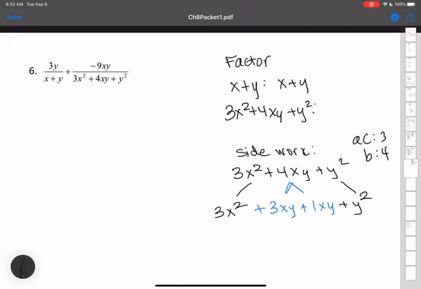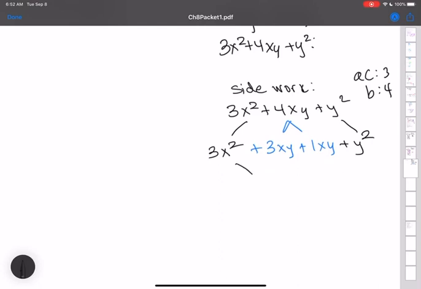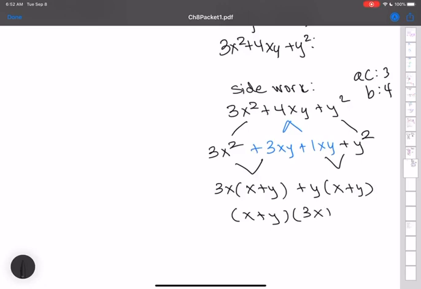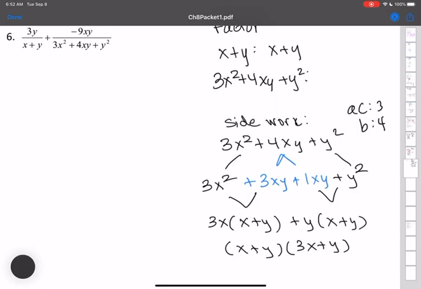Now we have 4 terms, so we do factor by grouping. So the first 2, they have in common that 3x. So pull out that 3x, leaving me with x plus y. Second set, they have a y in common, so plus y, with that x plus y. They have the common factor of x plus y, leaving us with 3x plus y. So now we have the factored form of 3x squared plus 4xy plus y squared. So I'm just going to rewrite that up here.